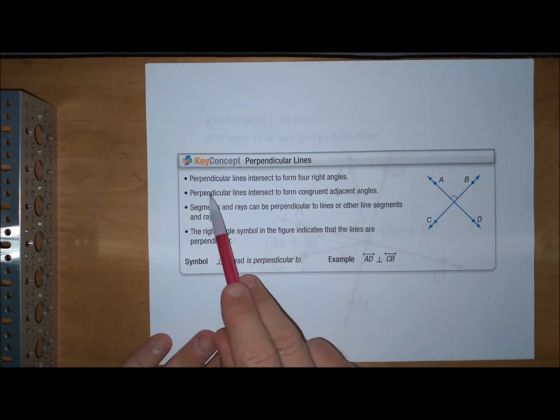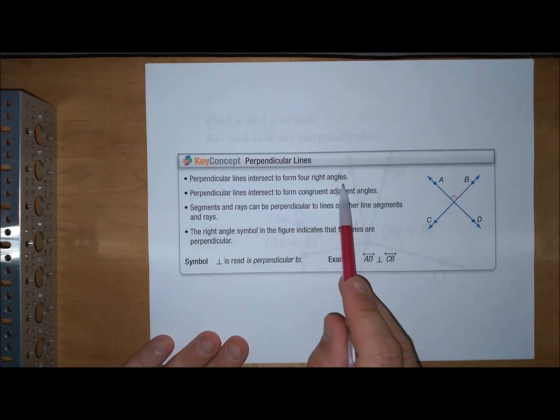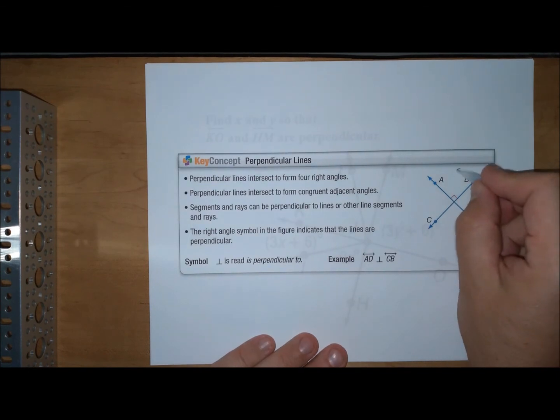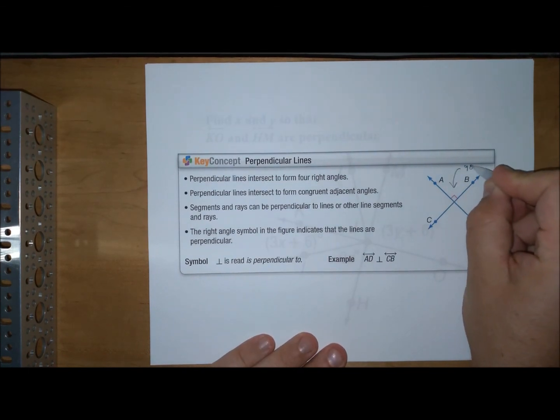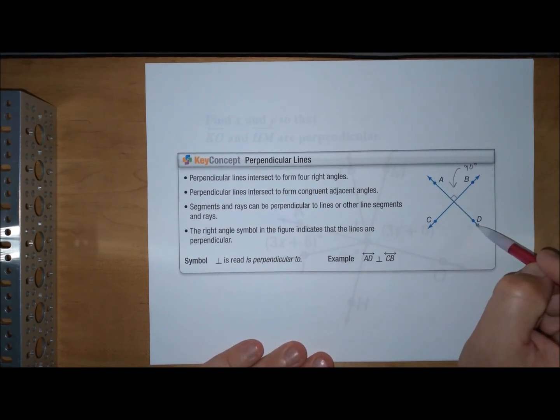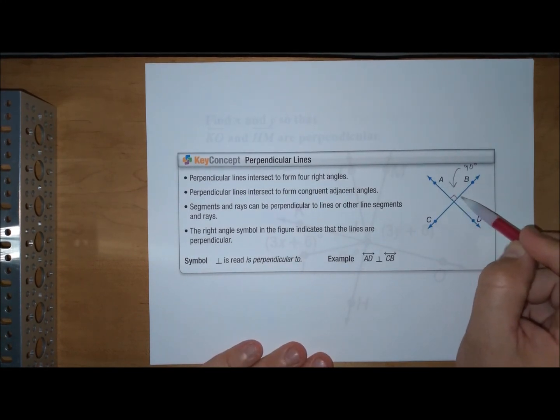Perpendicular lines intersect to form four right angles. Lines that are perpendicular to one another intersect at a 90-degree angle, okay? They form a right angle. So if this line is perpendicular to that line, it forms a right angle.